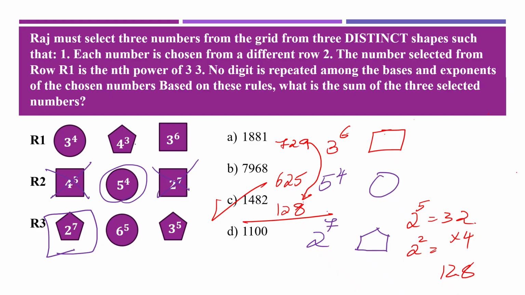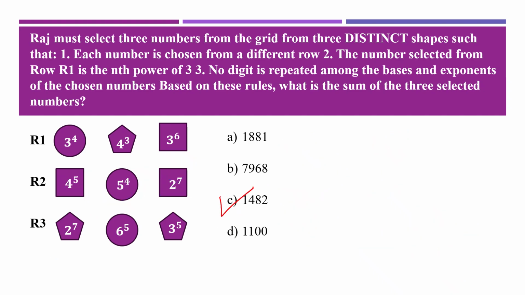If you want, you can just cross check the answer once. 729 plus 625 plus 128. I'm going with only the units place. 9 and 8 is 17. 17 plus 5 is nothing but 22. So 2 comes in my ones place, and this is the only number with 2 in its ones place. So I go with 1722. Option C. Great. Meet you in the next video. Thank you.